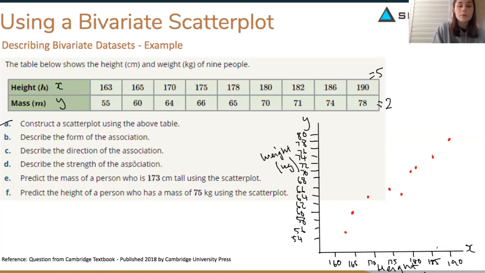Describe the form of the association. If it's linear or nonlinear, this is generally a straight line, so I'm going to say linear. Describe the direction. If I drew an arrow, it's going along all the positive x values, so it would be a positive association. Describe the strength. They are pretty much in one straight line. A couple of them might be a bit below or above, but they're generally in a straight line, so I'm going to say strong.